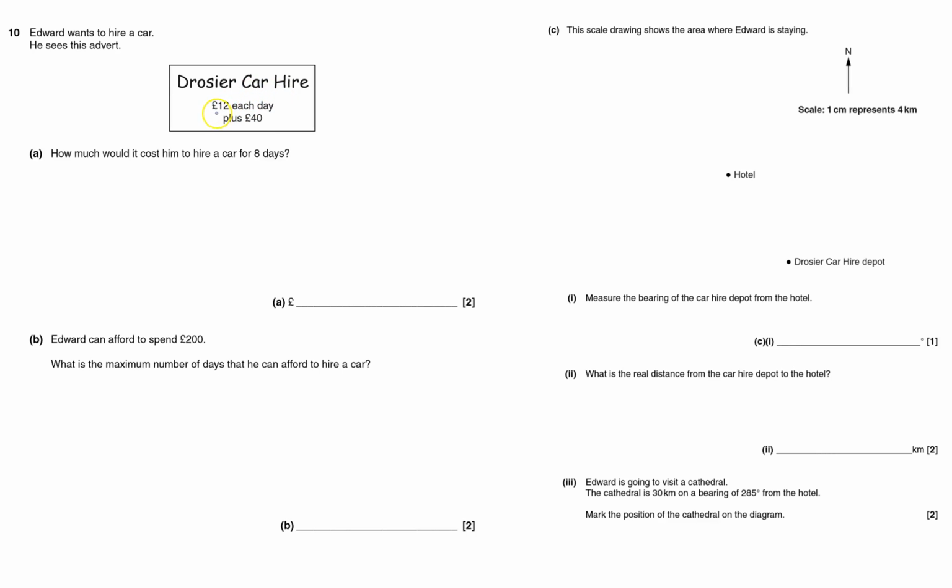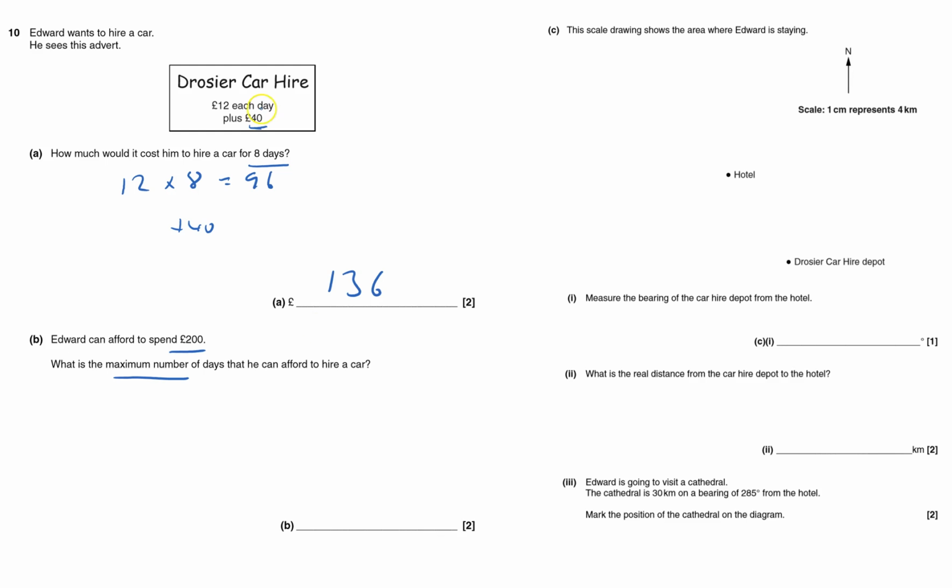So you've got car hire, £12 each day plus £40. How much does it cost for 8 days? So it's £12, so it'll be 12 times 8. That's how much it costs for each day. That's 96. And he's got £40, so then you have to add on 40 onto that, and that will give you £136. Edward can afford to spend 200. What's the maximum number of days he can afford the car?